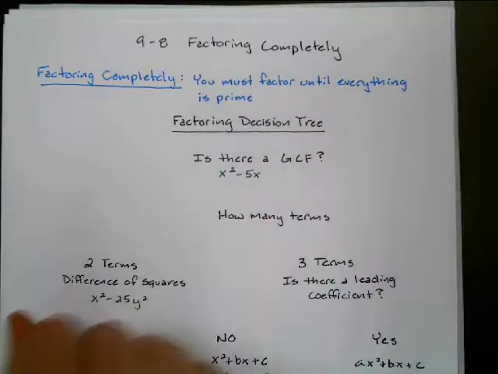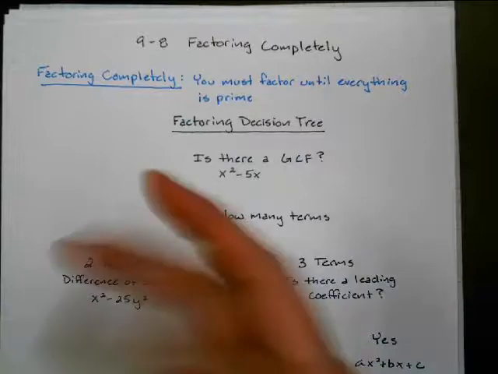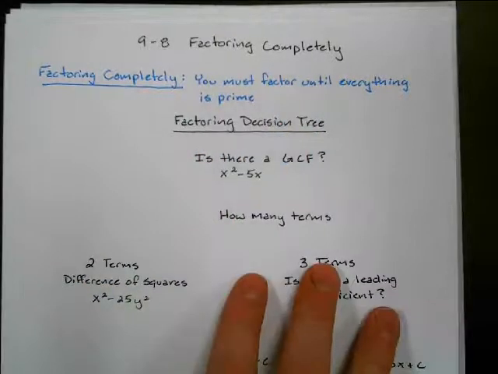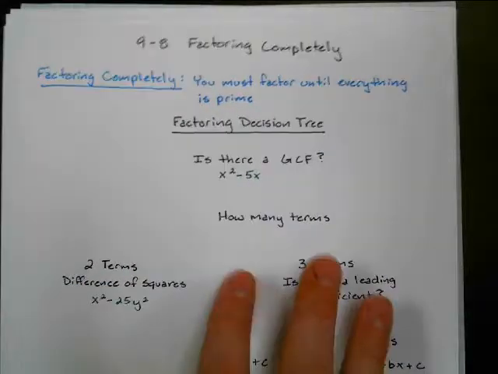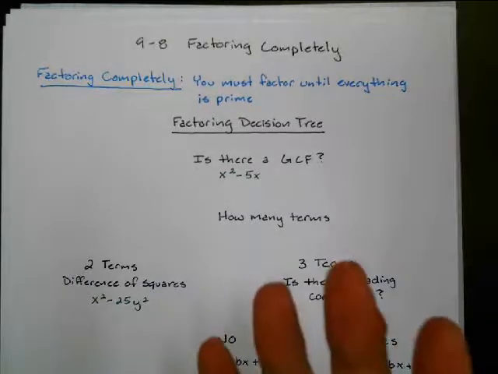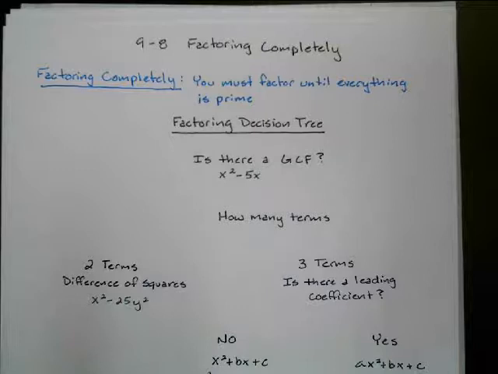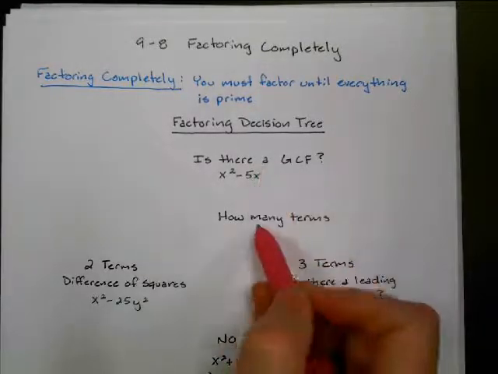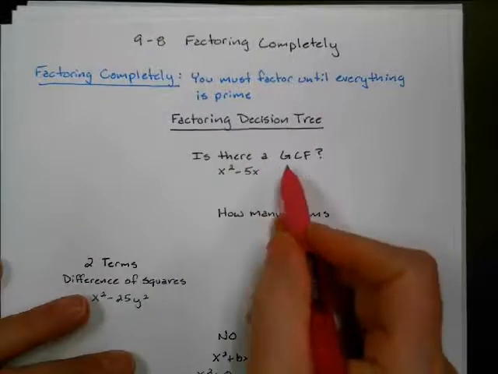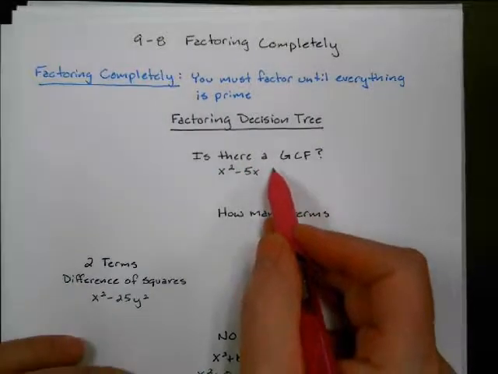So how do we decide how we're going to keep on doing this? Well, we got a little decision tree that we're going to make. Kind of like questions to ask yourself as you're going through a problem. The first question you need to ask yourself is, how many terms, or no, is there a GCF? That's the first question. Is there a GCF in the problem that I'm looking at?